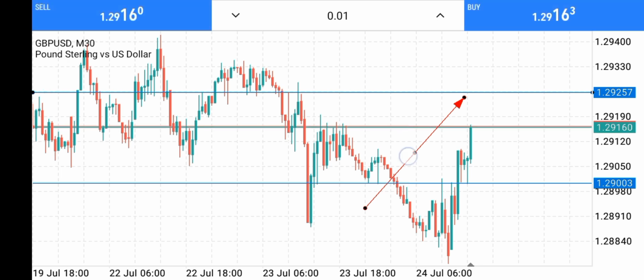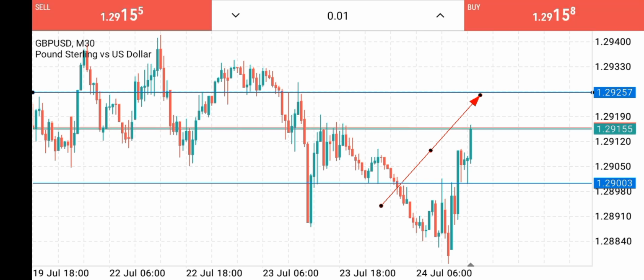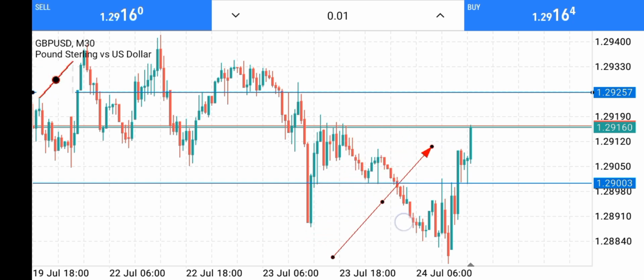So if you entered a buy right here and price moves from here up here, your broker will simply close the trade for you in profit. Either you are online or you are offline, or either your phone is switched on or switched off. So that is what a take profit simply means. Now over to stop loss.